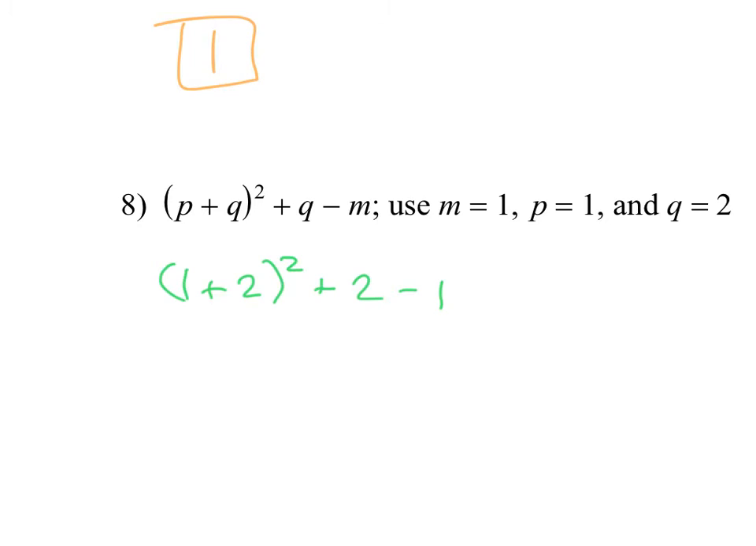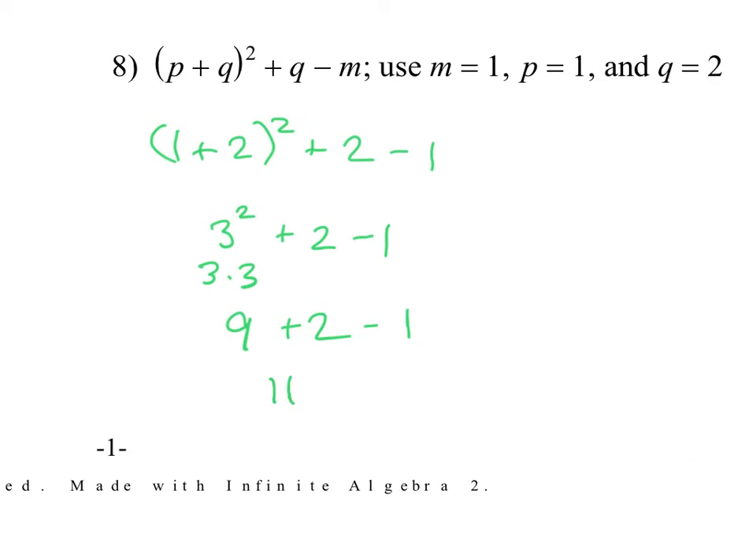Parentheses first. So 1 plus 2 is 3, squared, plus 2 minus 1. Next, we need to do our exponent. What is 3 squared? 9. Remember, this is 3 times 3, which is 9. So we have 9 plus 2 minus 1. 9 plus 2 is 11, and 11 minus 1 is 10.